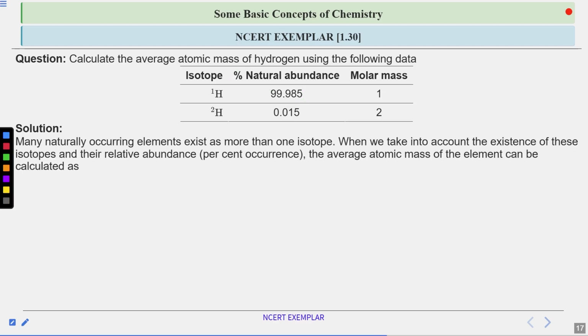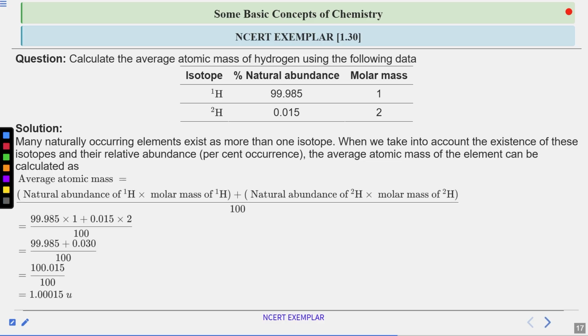Now, how we'll solve it? So yes, it's very easy. Just divide this thing by 100 to get the relative abundance. So this will be the formula accordingly. Now what I have done in the calculation is that I have directly divided the whole thing by 100. You can divide it separately also. So natural abundance of this H1 multiplied by the molar mass plus the natural abundance of the deuterium multiplied by the molar mass. And why I have divided this thing by 100?